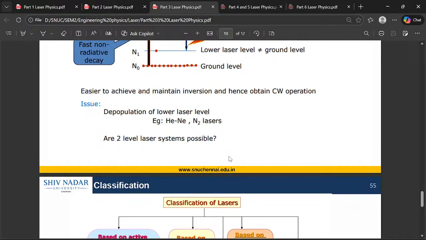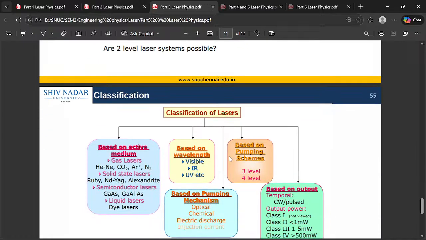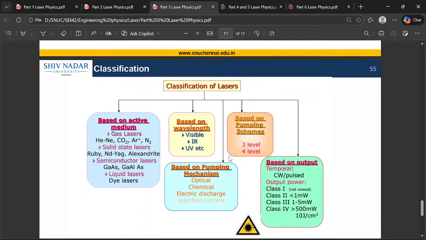So this is basically the three level pumping system and four level pumping system. In three level pumping system, we can get only pulses of laser, but in four level system, we can get a smooth lasing action. Okay, so this is basically the classification of lasers, based on the active medium.